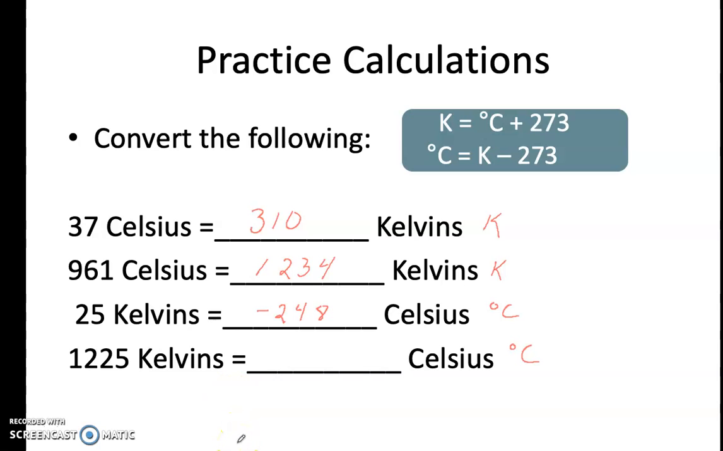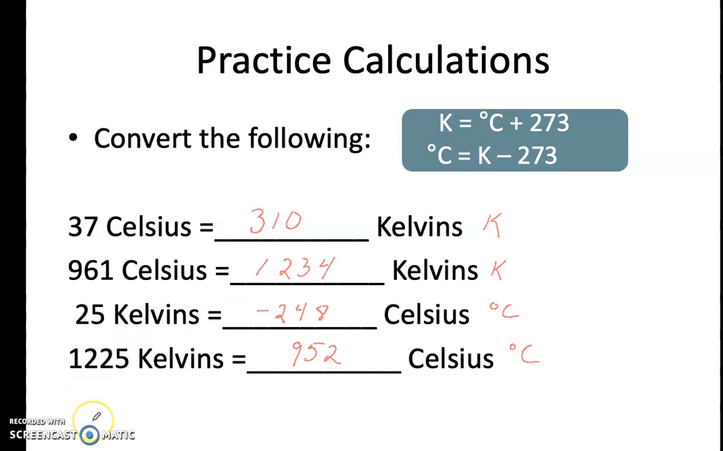Now, if we have 1,225 kelvins, all right, we plug that into the formula here. Okay, we subtract 273 from that, and we get 952 degrees Celsius. And that's it.